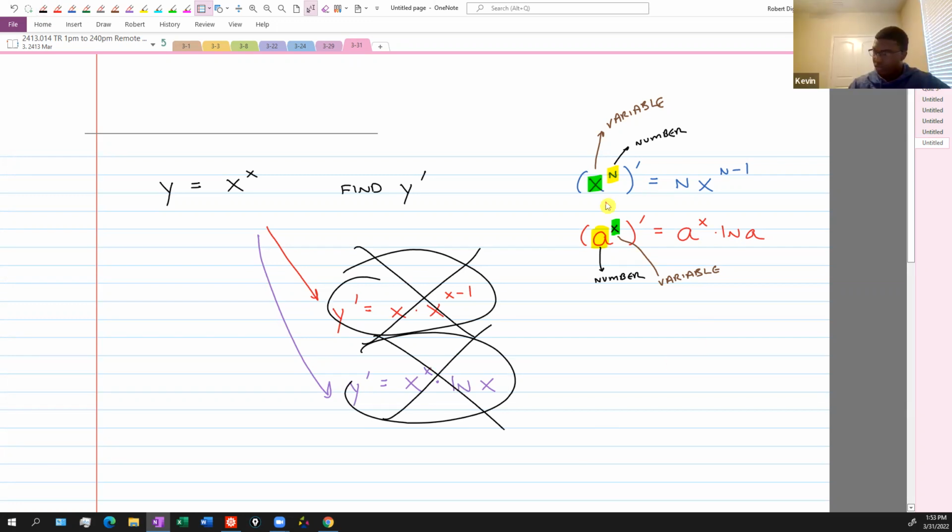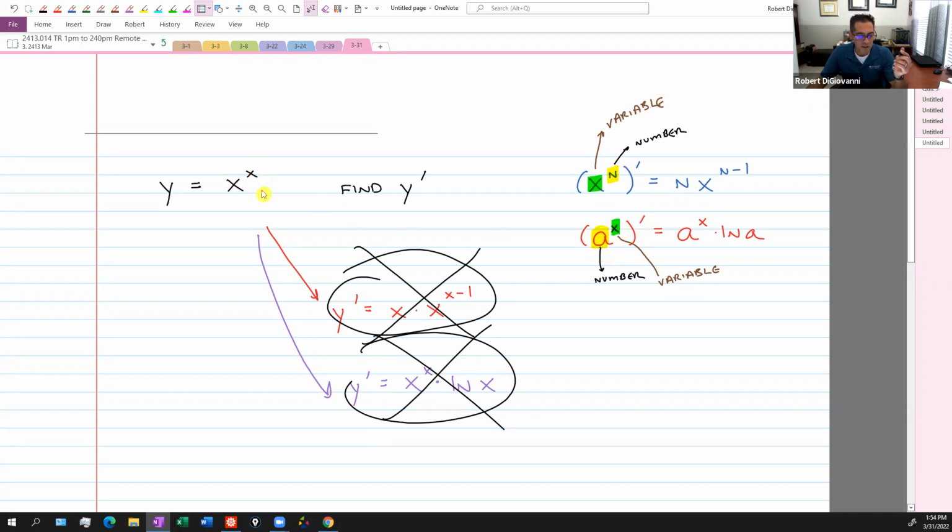And that's because these rules have to follow this pattern. The first rule, you have to have the variable on the bottom, and it must be a number up top. X squared, x cubed, x to the 5th, x to the 1/2. Then you can use this rule. This rule only works if your variable is in the exponent and your base is a number. It has to be a number. 3 to the x, 5 to the x, e to the x, 10 to the x.